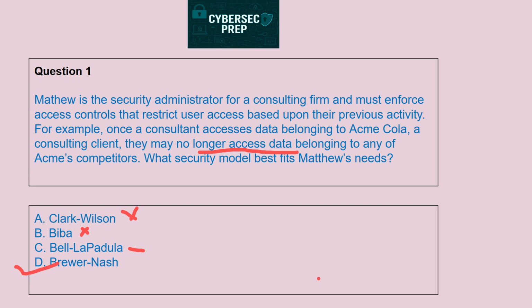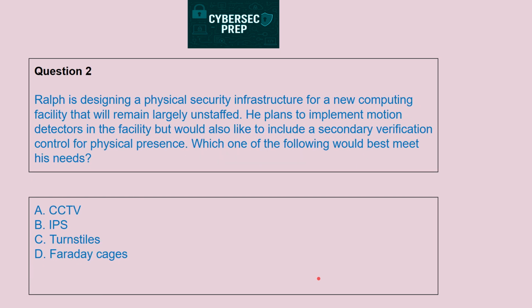Moving on to the next question. Question number 2. Ralph is designing a physical security infrastructure for a new computing facility that will remain largely unstaffed. He plans to implement motion detectors in the facility but would also like to include a secondary verification control for physical presence. Which one of the following would best meet his needs? Options are CCTV, intrusion prevention system, turnstiles, or Faraday cages. So what do you think would be the correct option for this question?